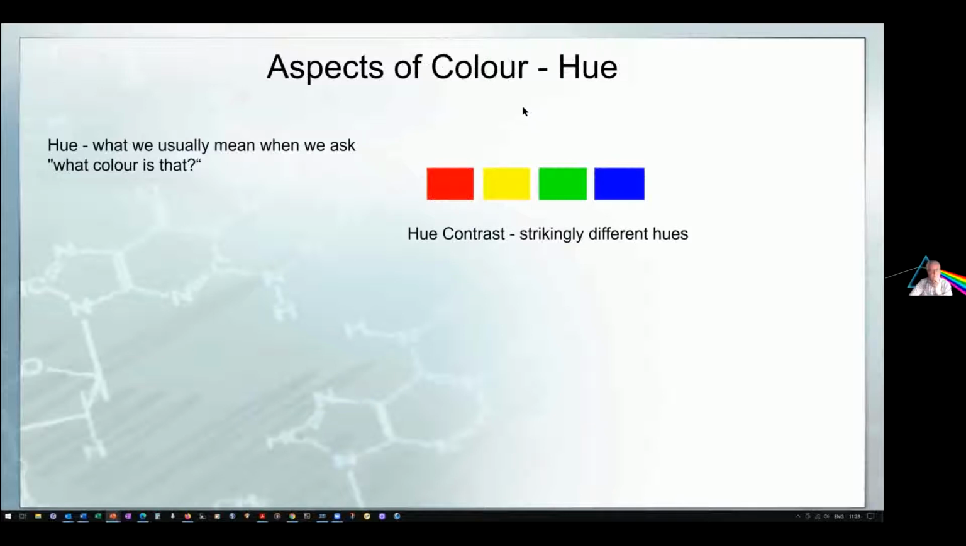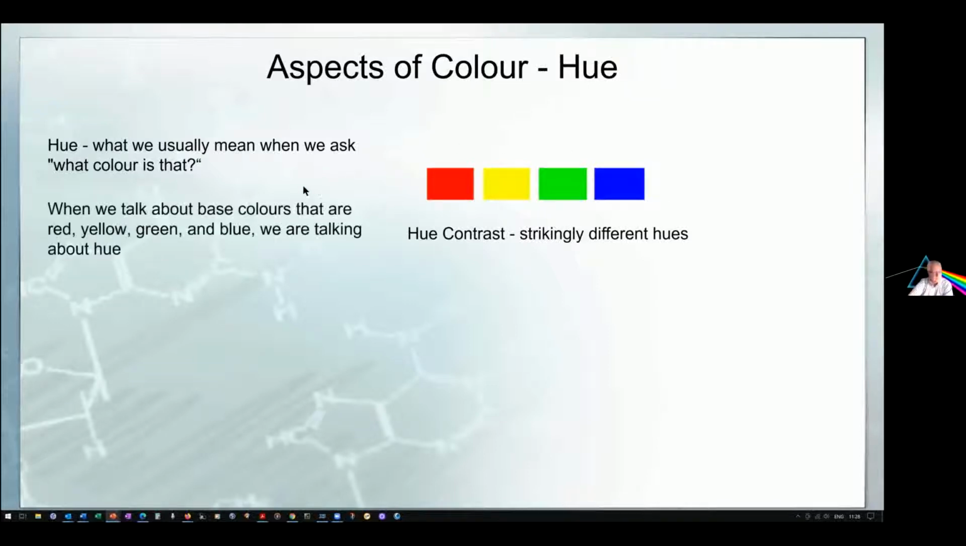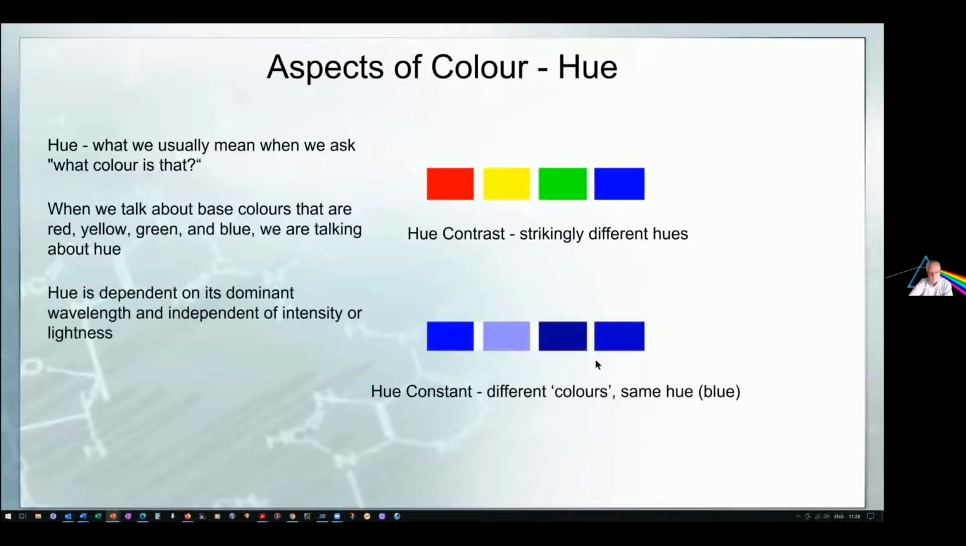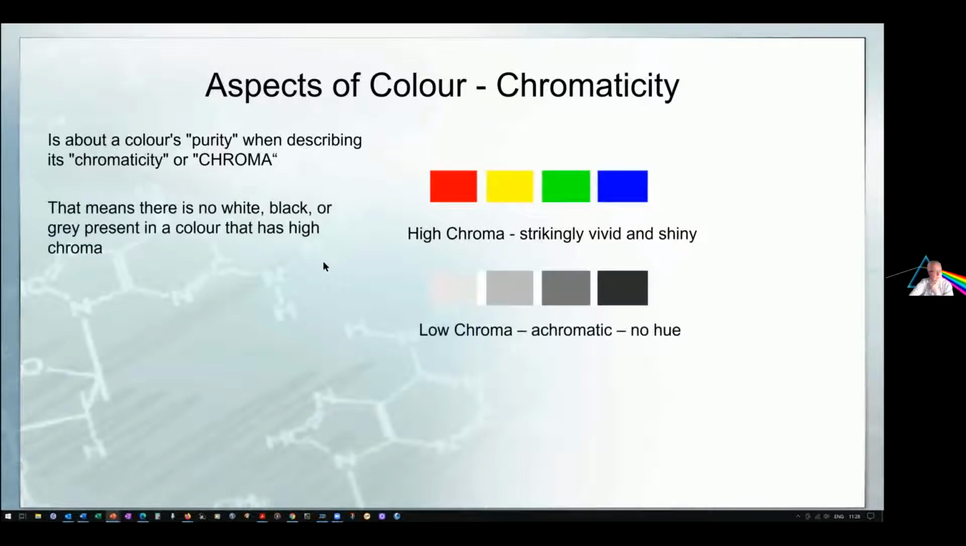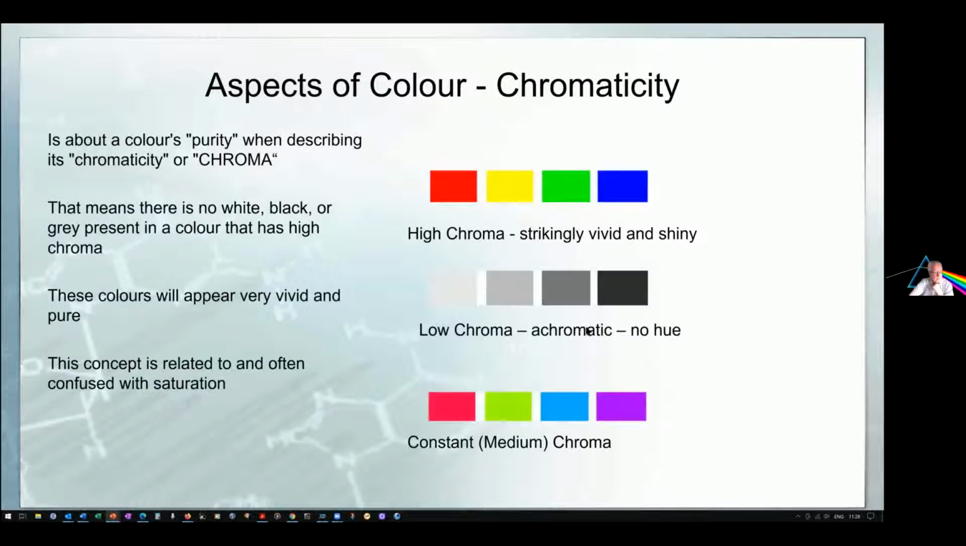So when we're talking about color, and this is purely how humans have classified colors, we're typically talking about hue. Okay, and obviously you've got strikingly different hues here. You can have a constant hue but different colors because they're different amounts of white and dark in the color. Okay, and then there's a thing called chromaticity or chroma, and that's how strikingly vivid or bright the color is. If low chroma or no chroma, achromatic, there's no color, it's just black and white. And it's often confused with saturation. So these colors here are constant chroma, constant intensity.